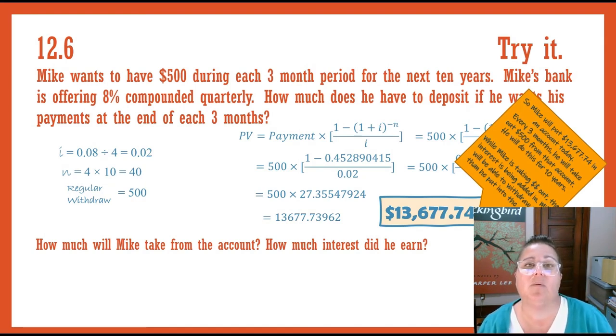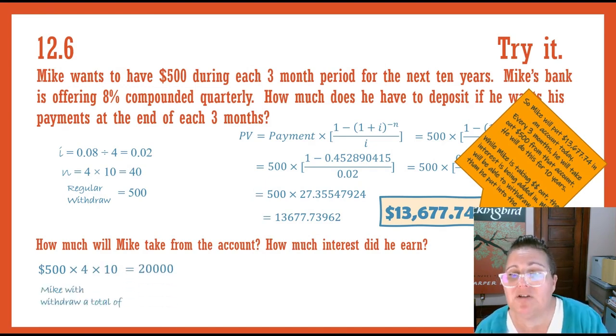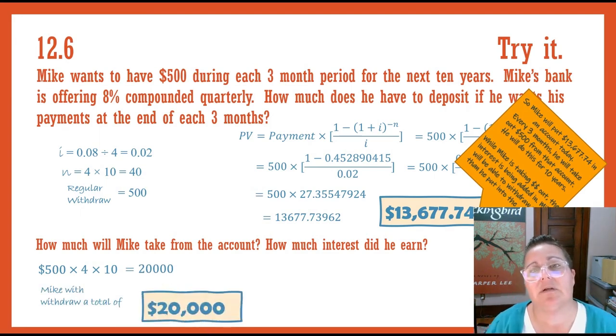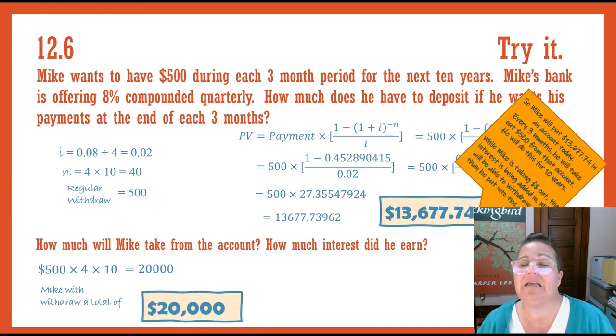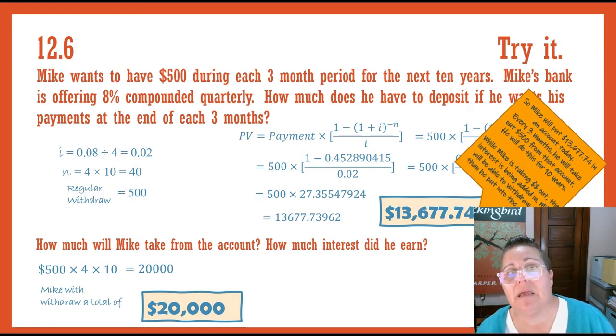So how much money will Mike be able to take from this account? Mike is going to take $500 4 times a year for the next 10 years. That's going to be a total of $20,000. Mike is going to withdraw a total of $20,000 from this account. Keeping in mind that Mike has only put $13,677.74 into the account, where are we coming up with that extra money?